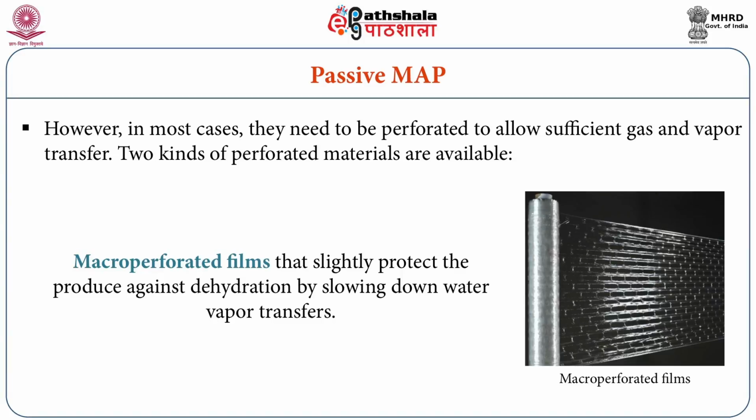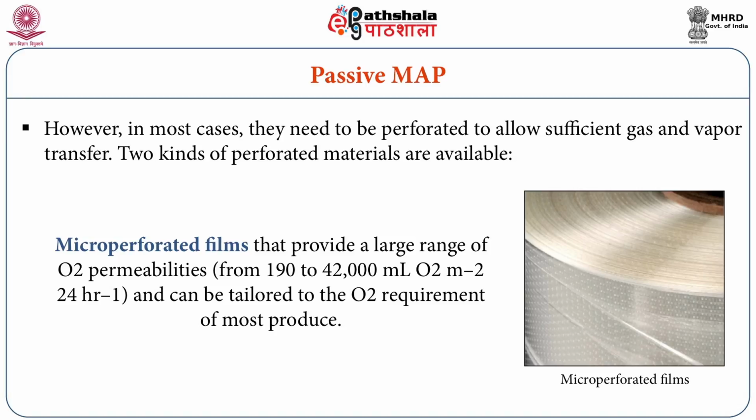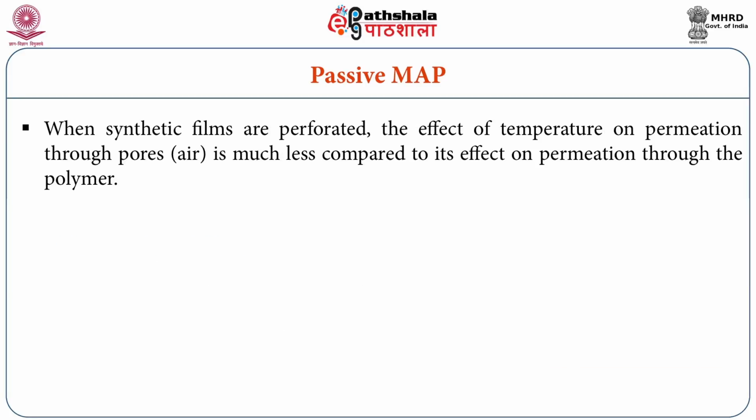The first is macro-perforated films that slightly protect the produce against dehydration by slowing down water vapor transfers, and the other is micro-perforated films that provide a large range of oxygen permeabilities and can be tailored to the oxygen requirement of most produce. When synthetic films are perforated, the effect of temperature on permeation through pores of air is much lower compared to the effect on permeation through the polymer.